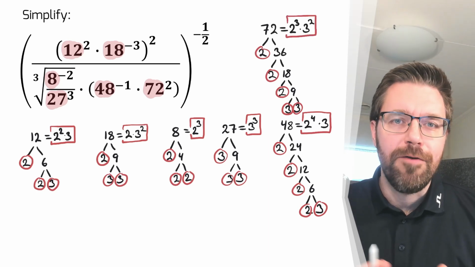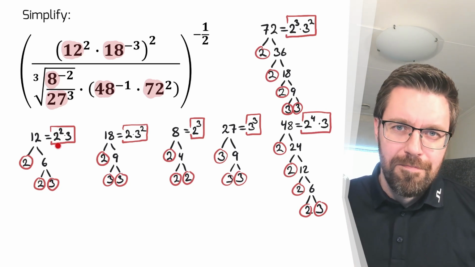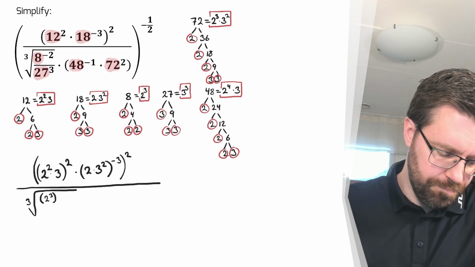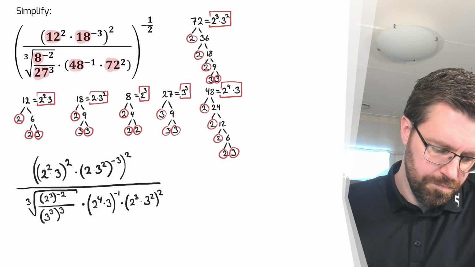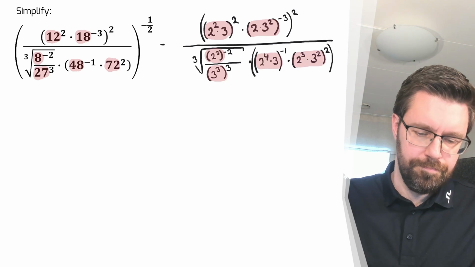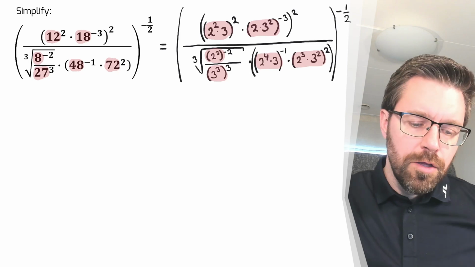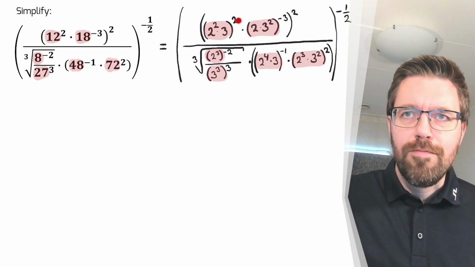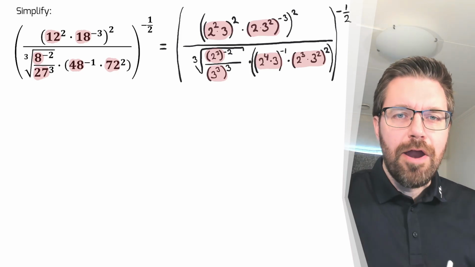The next step is to rewrite the whole expression and substitute these bases with the prime factors. It is very important to write these extra parentheses around the bases because the whole base is raised by 2 in this example and minus 3 here and so on. So write the extra parentheses around the bases.